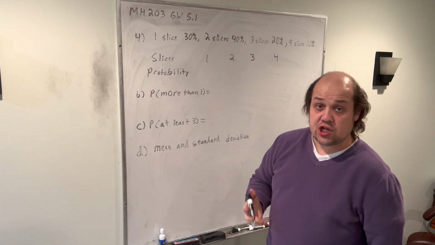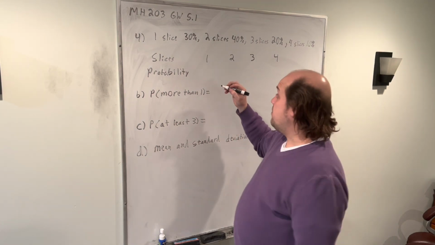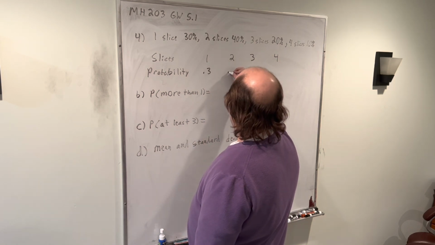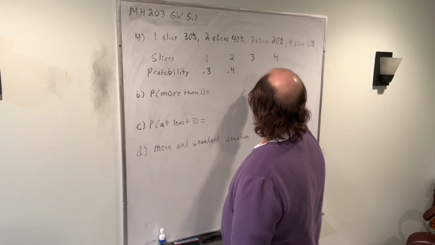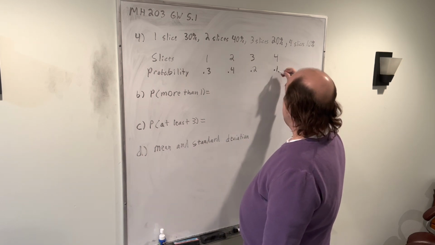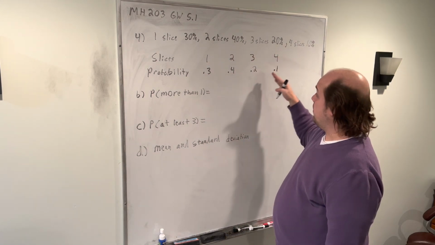If I want to change these percentages into decimals, I'm just going to divide by 100. So 30 divided by 100 gives me 0.3. 40 divided by 100 gives me 0.4. 20 divided by 100 gives me 0.2. And 10 divided by 100 gives me 0.1. So these are the number of slices I get with these probabilities.